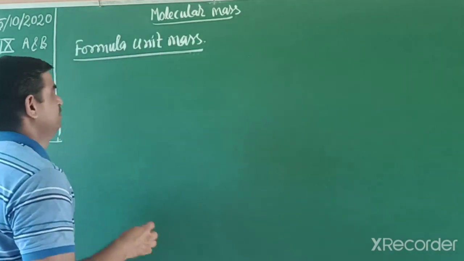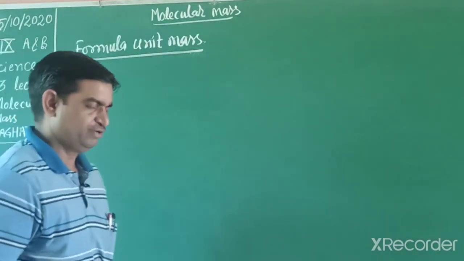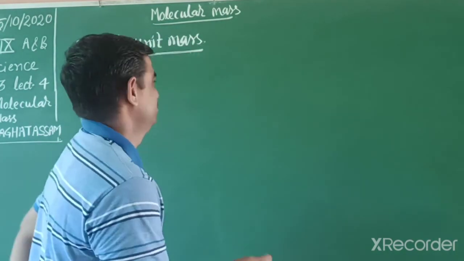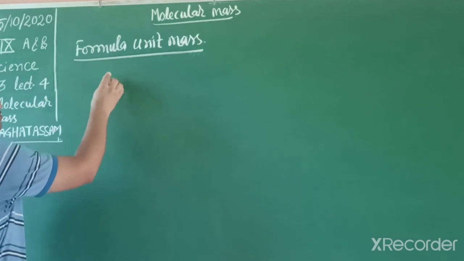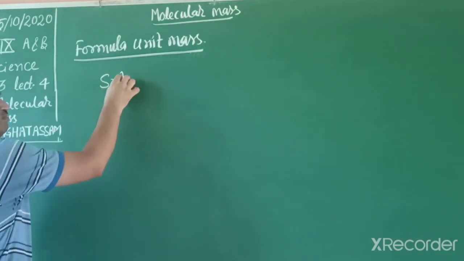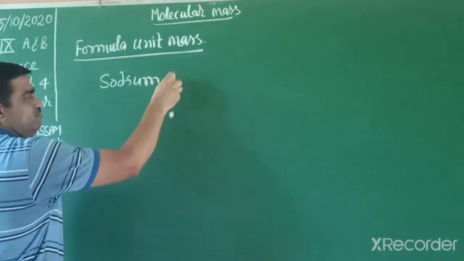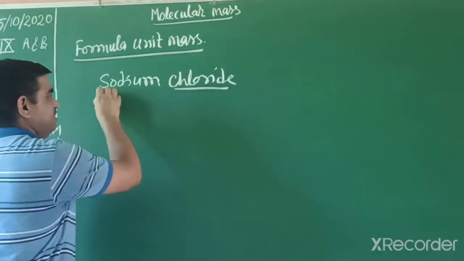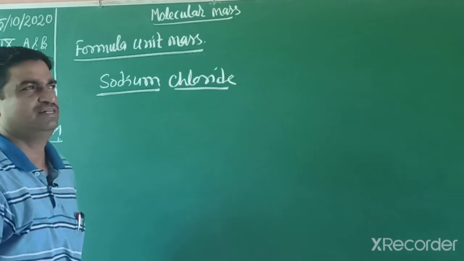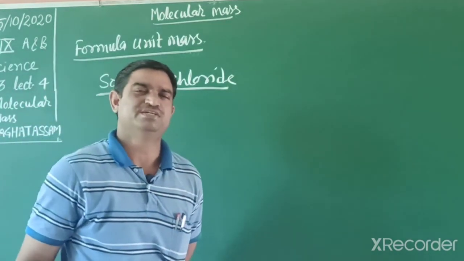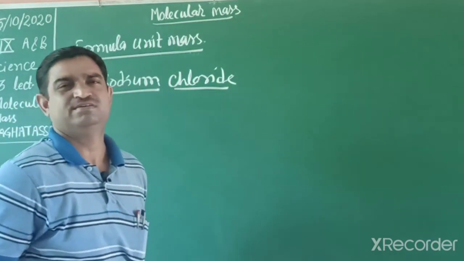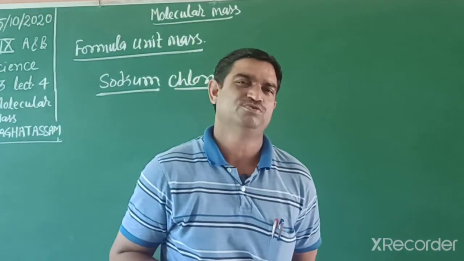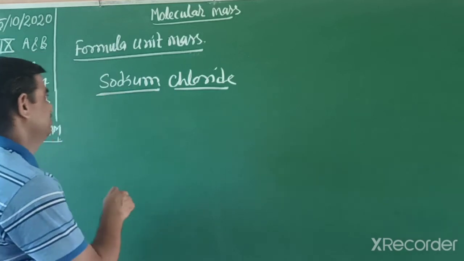For example, we want to find out the formula unit mass of sodium chloride. Students, first we write the formula of sodium chloride. If we recall our earlier lesson, how can we write the formula? First we write the positive ion, cation, and then the negative ion. After that, we write either valency or charge, then cross over their valency or charge in the formula.